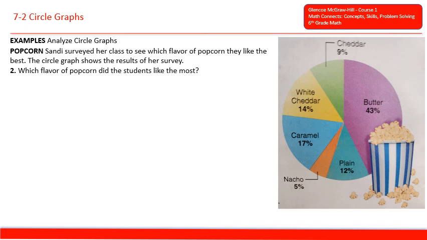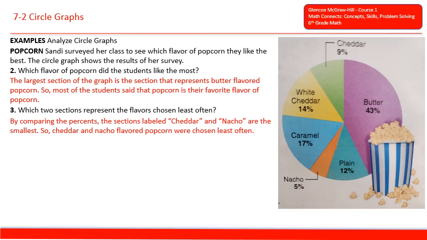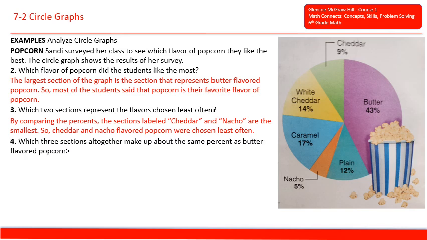Which flavor of popcorn did the students like the most? So if we look at it, the largest section of the graph is the butter, which makes sense because it is the best. And which two sections represent the flavors chosen least often? So if we look at the graph, which do you think it's going to be? So cheddar and nacho were chosen the least often, right? Nacho's only 5%, cheddar's only 9%. Hopefully that jumped out at you.